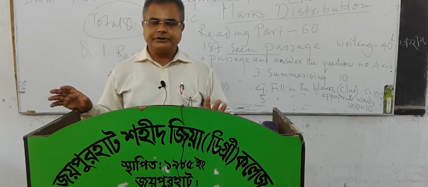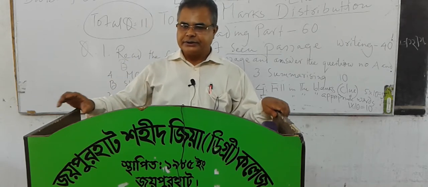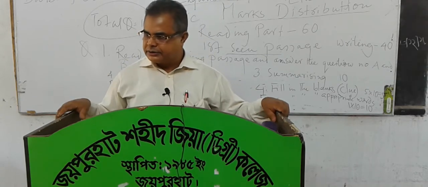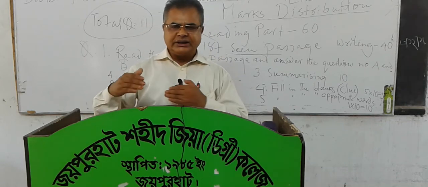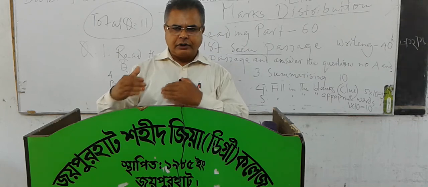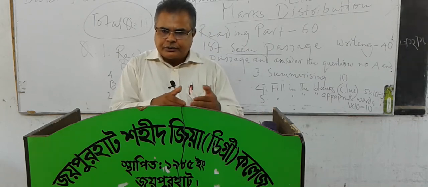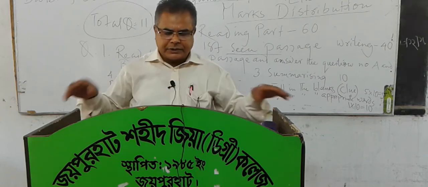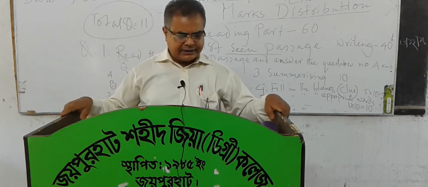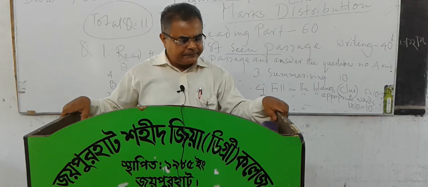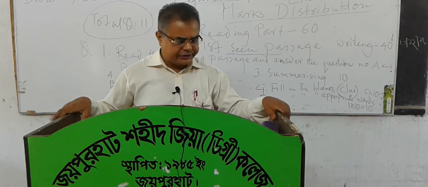You know, choice of diction means the vocabulary, choosable vocabulary. So all the answers of the 5 questions should be arranged in the paragraph, right? And this question number 7 has 10 marks.